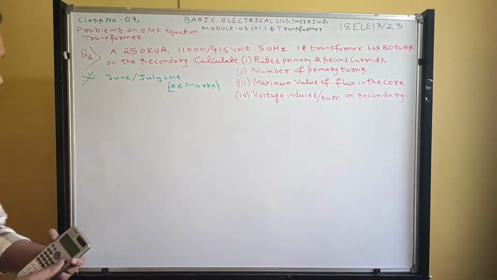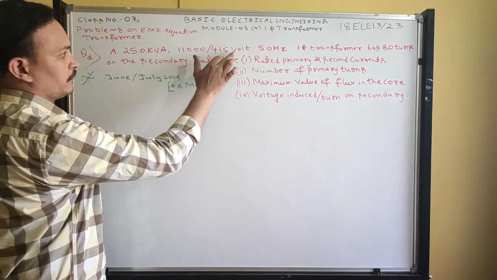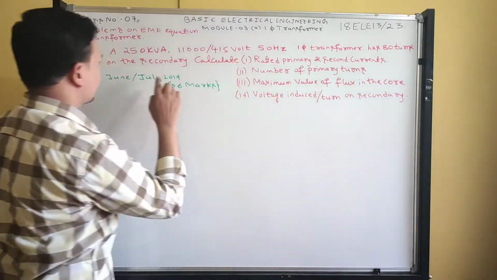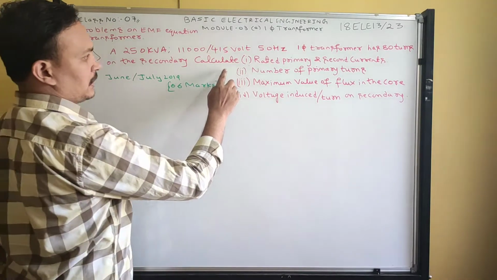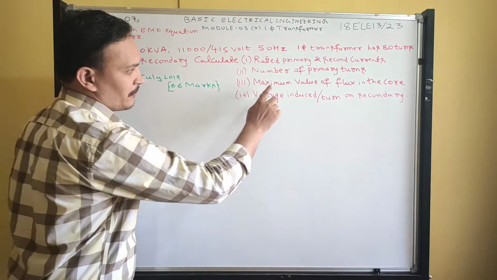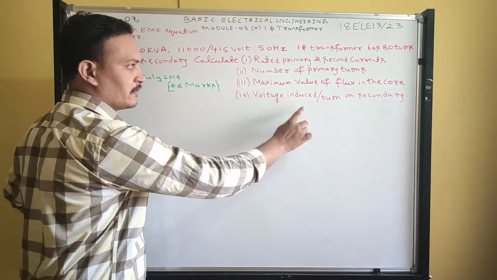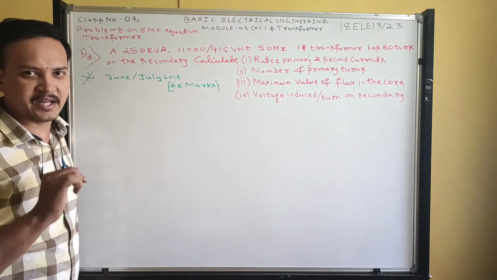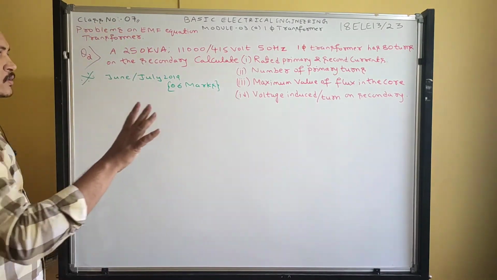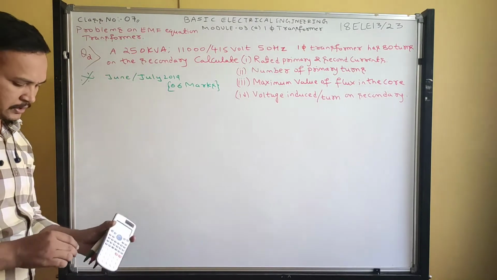Okay guys, second problem. A 250 kVA, 11,000 by 415 volt, 50 hertz single phase transformer has 80 turns on the secondary. Calculate rated primary and secondary currents, number of primary turns, maximum value of flux in the core, not flux density. They asked the maximum value of flux. You should calculate phi m. And voltage induced per turn on the secondary. This question was asked in the university exam for 6 marks in June-July 2019.